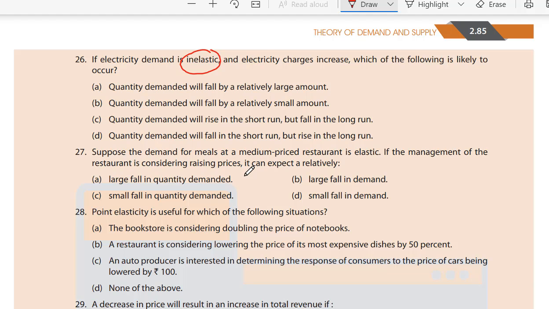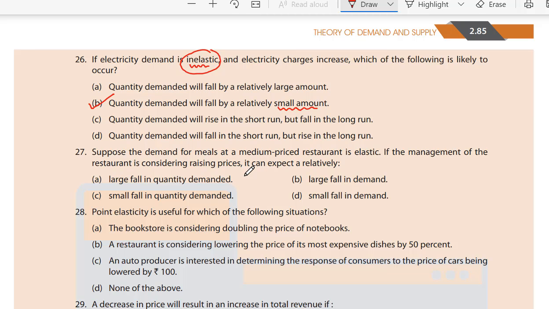long run. So as you can see over here, it could be B, quantity demanded will fall by a relatively smaller amount. Why? Because it is inelastic, less than 1, so a smaller amount. I think the logic is clear.